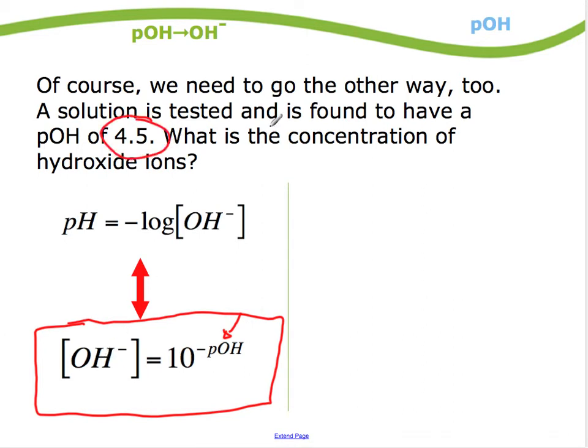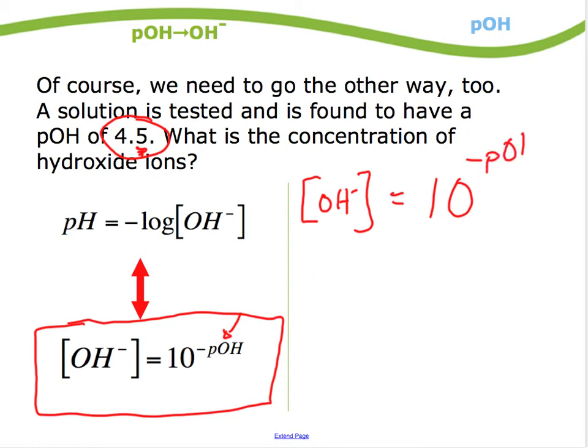For example, I have a solution with a pOH of 4.5. Notice 1 sig fig. If I have a pOH of 4.5, then I should be able to figure out the hydroxide ion concentration. Remember, the pOH is just a relative kind of number. It's a logarithmic scale. It's actually not a concentration. But from it, I can get a concentration using this formula. So the concentration of hydroxide ions in that solution is equal to 10 to the negative pOH.